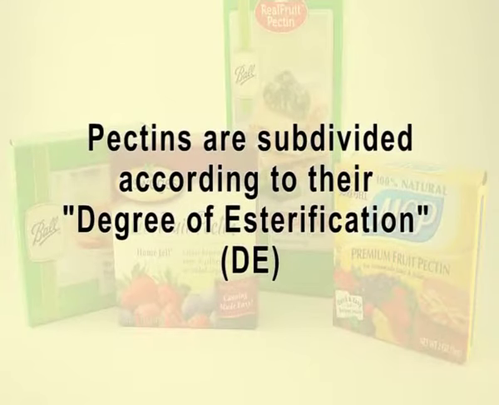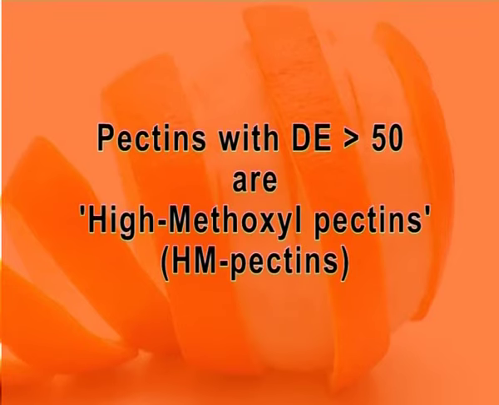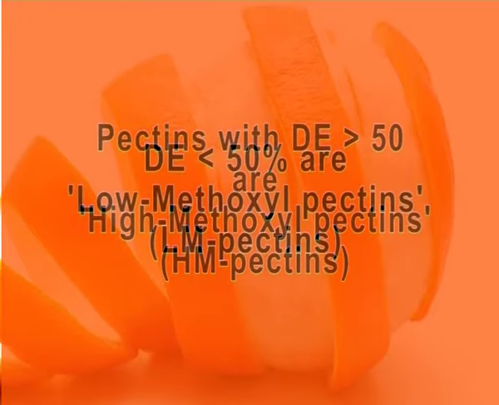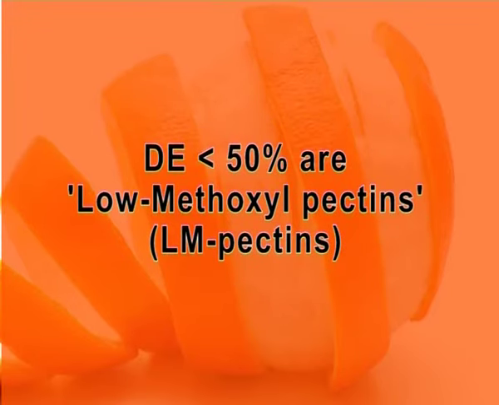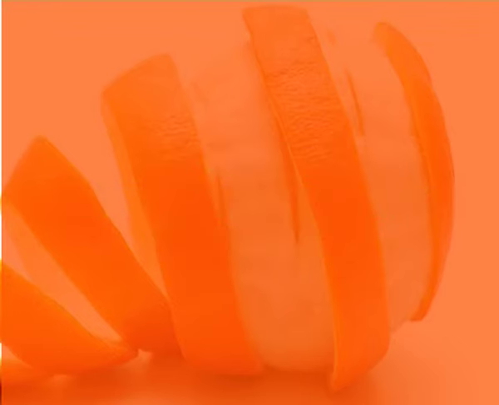Pectins are subdivided according to their degree of esterification, a designation of the percent of carboxylic groups esterified with methanol. Pectins with a degree of esterification greater than 50% are high methoxy pectins. Those with a degree of esterification less than 50% are low methoxy pectins. The degree of amidation indicates the percent of carboxyl groups in the amide form.